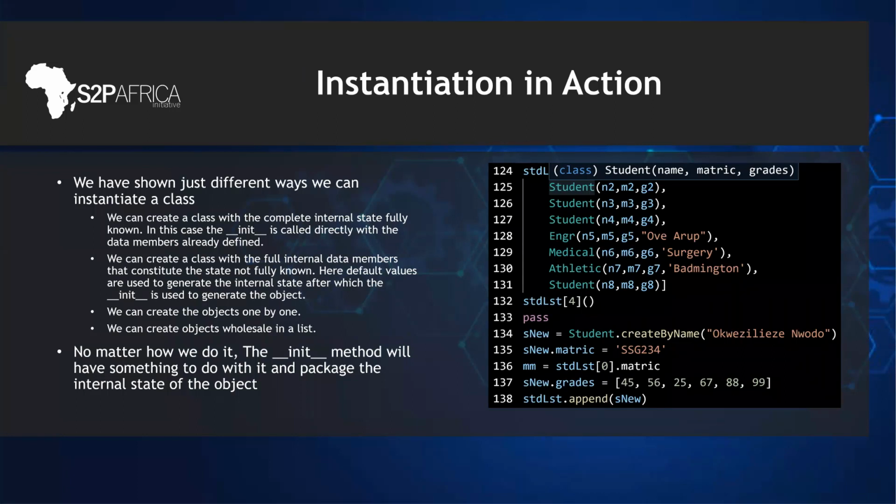Init says, okay, Okwezilieze is a particular student. Okwezilieze Uwodu is his name. His matric number is SSG215. His mark in the first course is 45. The next course is 56. The next course is 25. The next course is 67, is 88, and 99. See the two. In the first case, the init can create by default values. It can also create by specific final values. It can do both. And you will see how it does both as we move on.